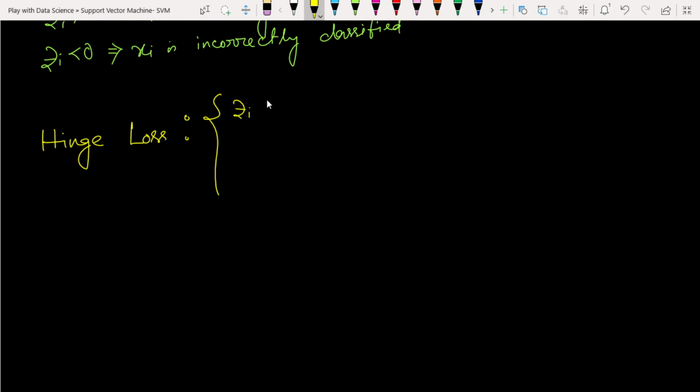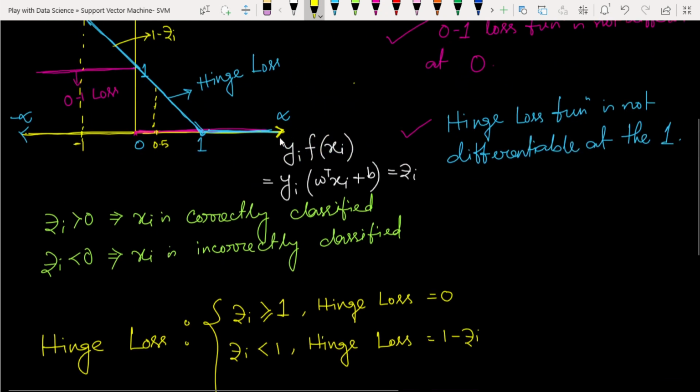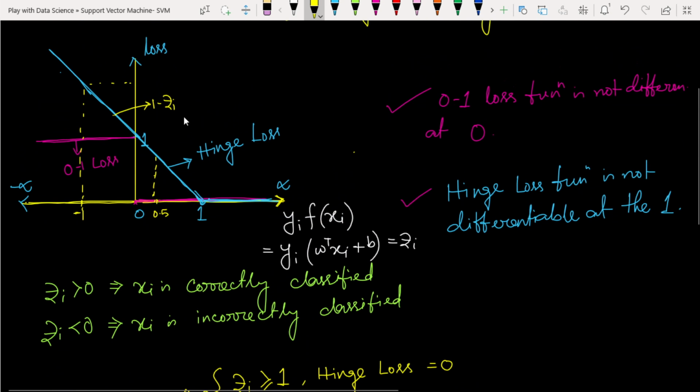So write down this mathematical function. If our Zi is greater than or equal to 1, then our Hinge loss is equal to 0. If our Zi is less than 1, then our Hinge loss is equal to 1 minus Zi. I think this mathematical formulation is clear from this picture.